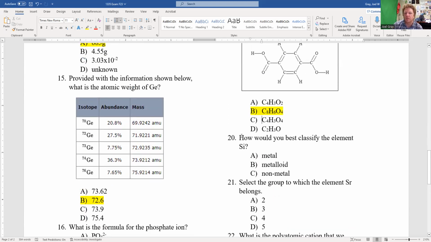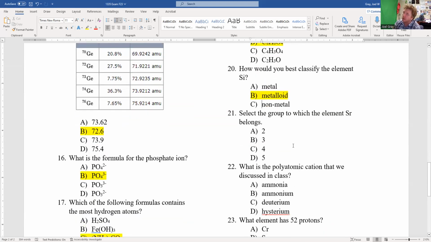Next up is how would you best classify the element Si, or silicon? Silicon is in that space between your metals and your non-metals. It is an example of a metalloid. We talked about silicon specifically. Silicon as a metalloid has properties of metals as well as properties of non-metals.